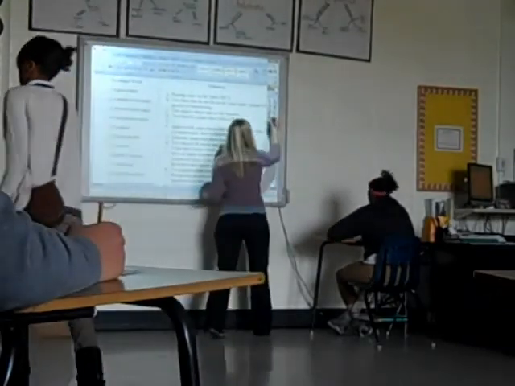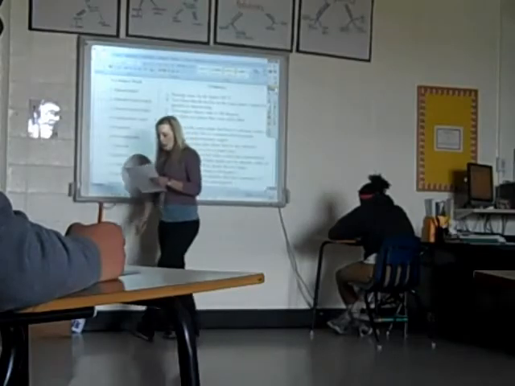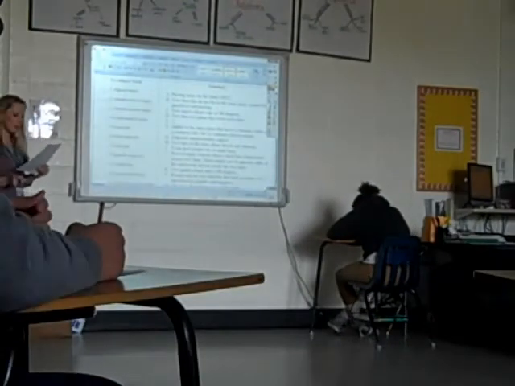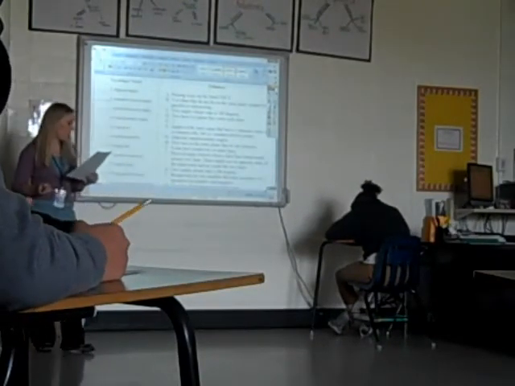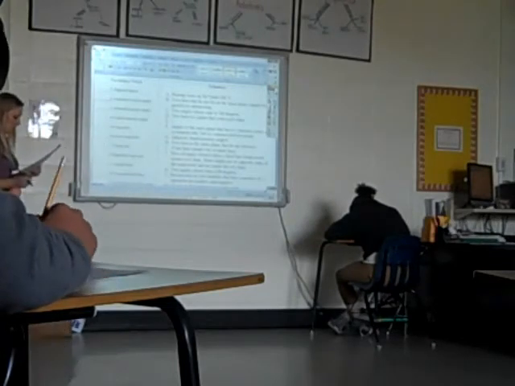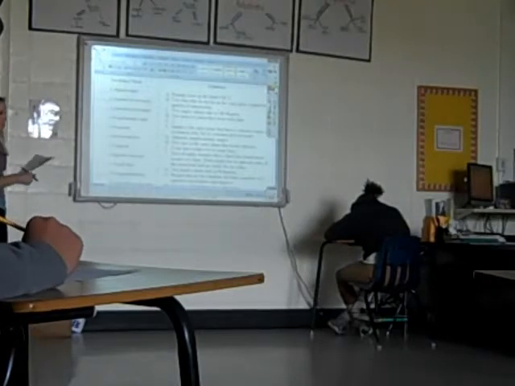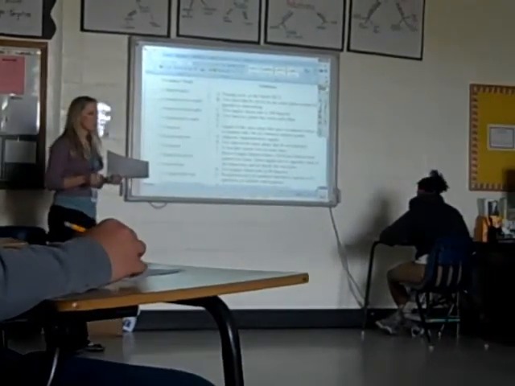What did we get for adjacent angles? I got F. You got F? Let's look at F. F says angles in the same plane that have a common vertex and a common side, but no common interior points. What are our key words in that definition? Same plane. Common vertex. What is a vertex? The point.